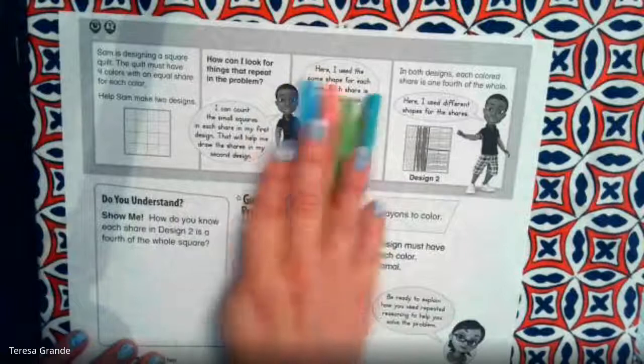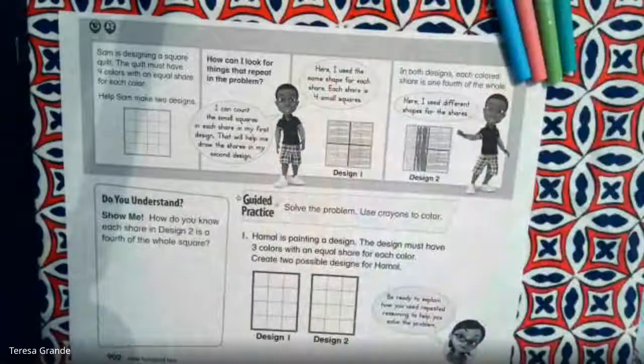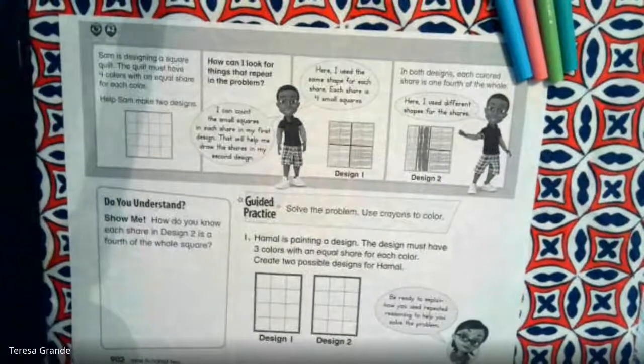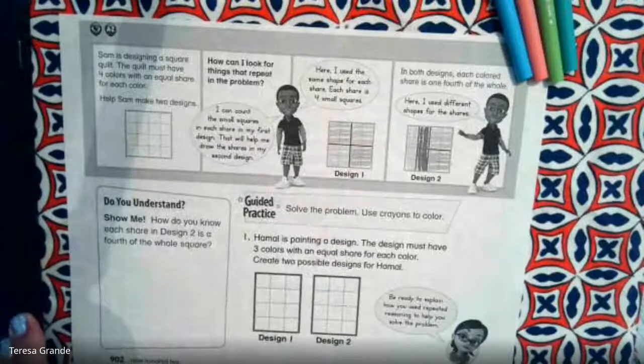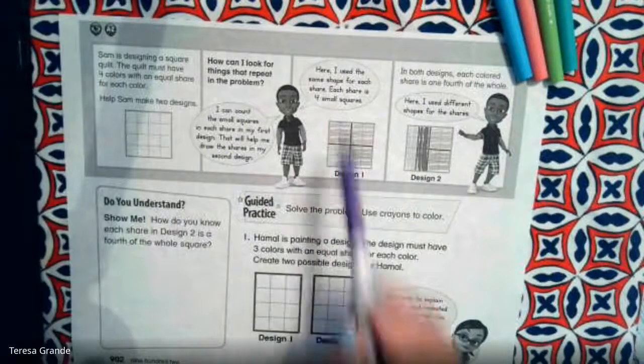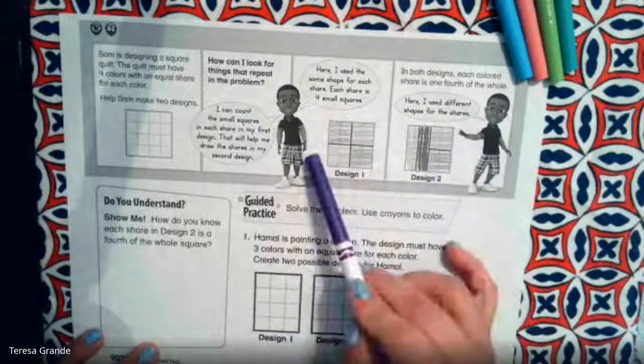Okay? How can I look for things that repeat in the problem? I can count the small squares in each share in my first design. That will help me draw the shares in my second design. Here, I use the same shape for each share. Each share is 4 small squares. In both designs, each colored share is 1/4 of the whole. Okay, so that's how we split it up first time.